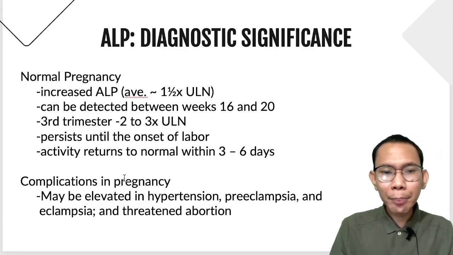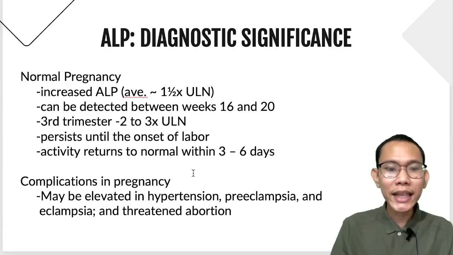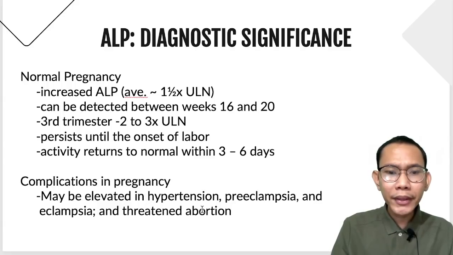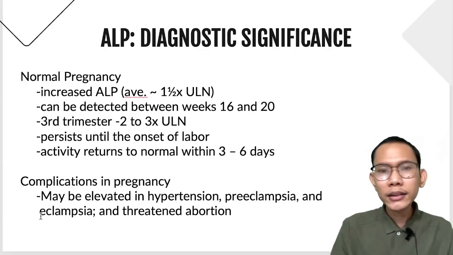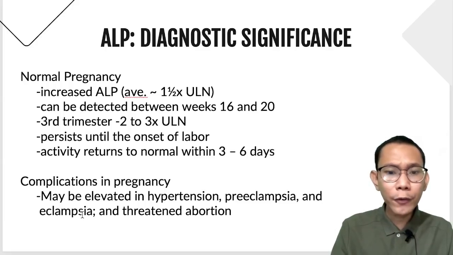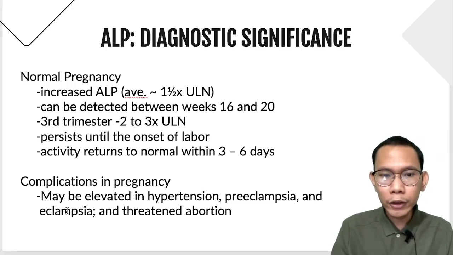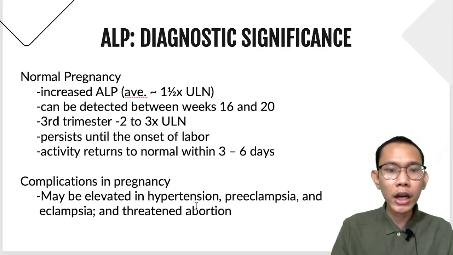In complicated pregnancy, tumataas din ang ating ALP. Could be elevated in hypertension, pre-eclampsia, and eclampsia. So, hypertension, may high blood ka na. Pre-eclampsia, you have hypertension during pregnancy. Eclampsia, this is already a severe form of hypertension wherein there's already, tinatawag natin na, there's already involvement of the brain, there's already possible encephalopathy later on, and threatened abortion.